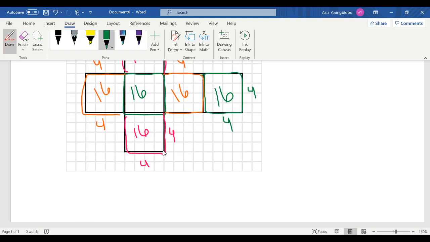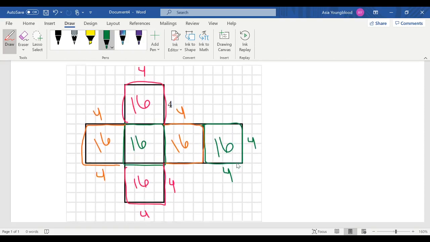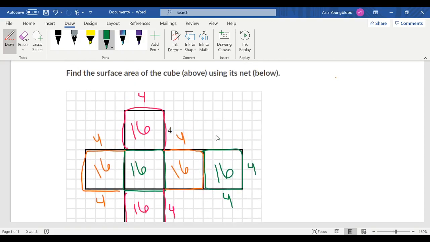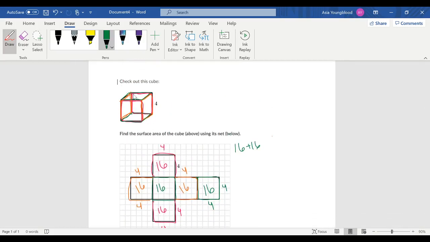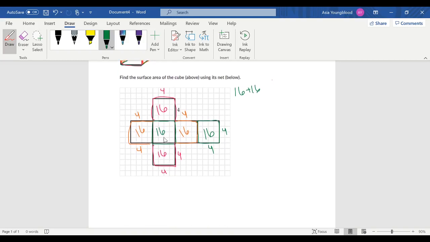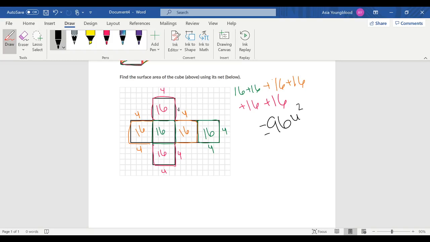So we would do 16 times 6. 16 times 5 gets us 80, plus 16 more is 96. So we could write that as 16 plus 16 plus 16 plus 16 plus 16 plus 16. I did make this kind of big, but it's okay. So the whole area we're going to type in is going to be 96 units squared, and that's because they didn't give us any units.